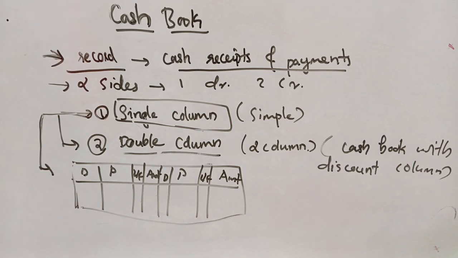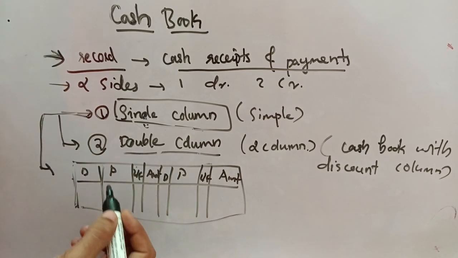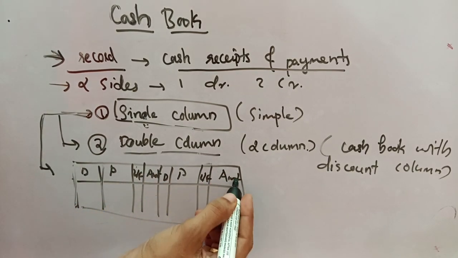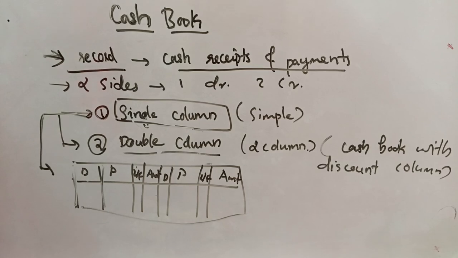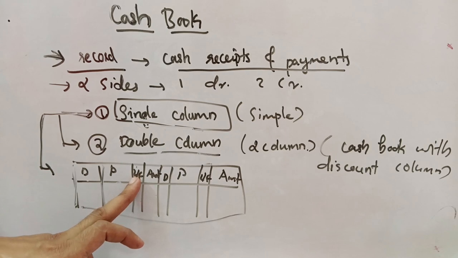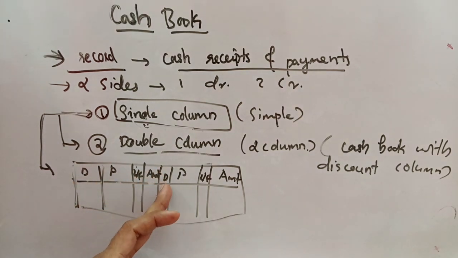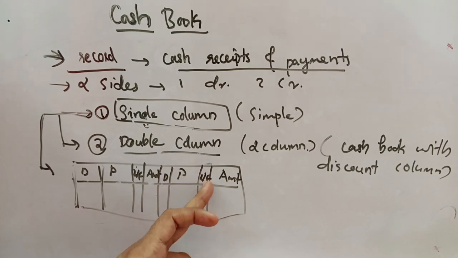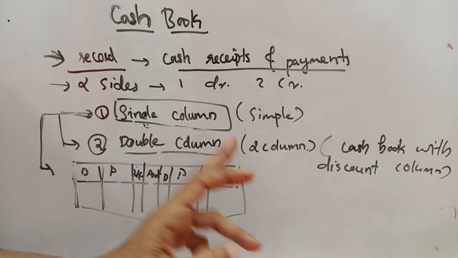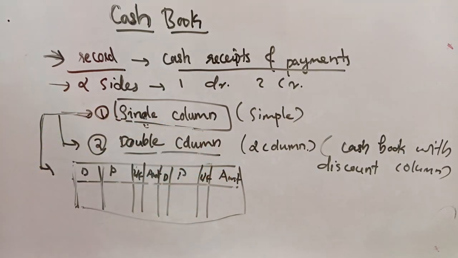Now we can have a look at the format of the single column cash book. There will be two amount columns, one on the debit side and the other on the credit side. The date column, particulars column, ledger folio column, and then the amount column will be on the debit side, and then again the date, particulars, ledger folio, and amount columns on the credit side. This is the format of a single column cash book.